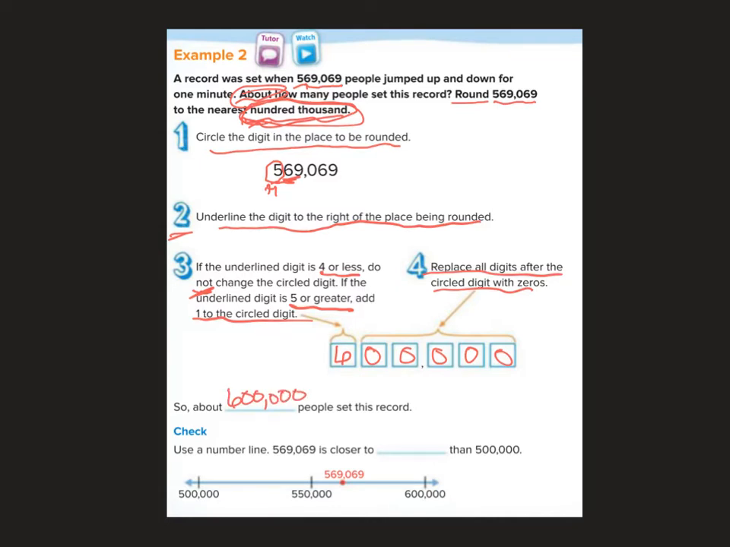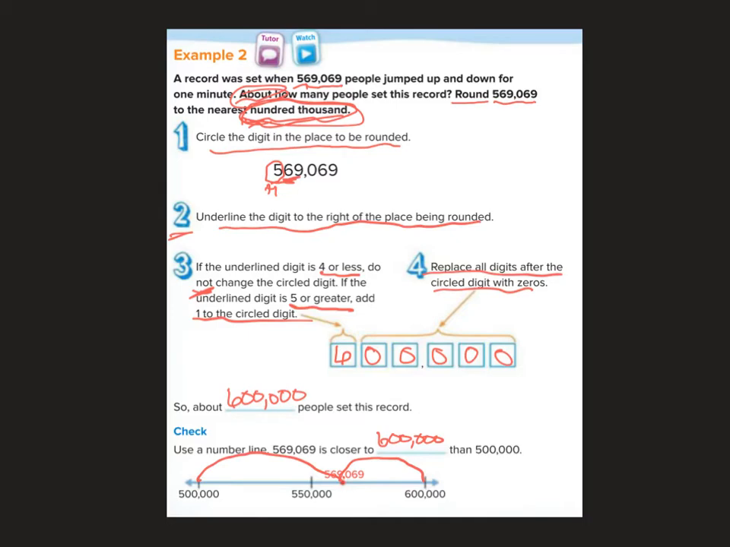Let's check using a number line. 569,069. Is it closer to 600,000 or 500,000? Closer to 600,000, right? So both of our answers match up. That means we did a good job.